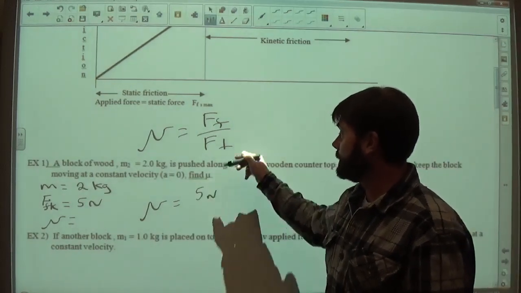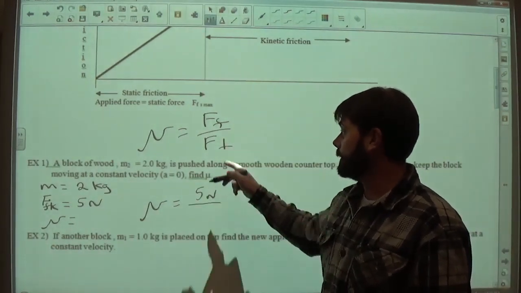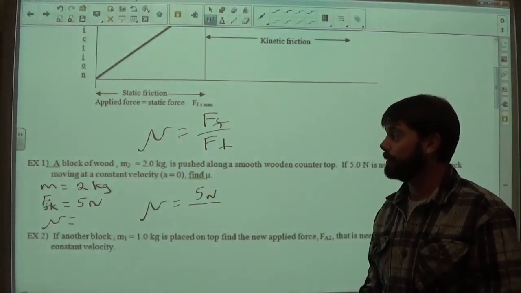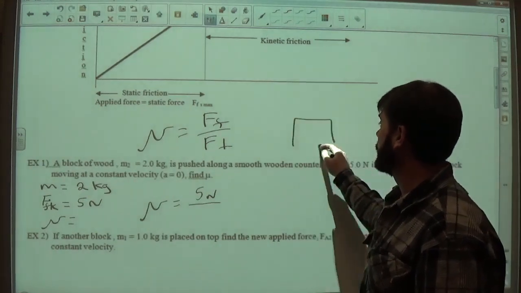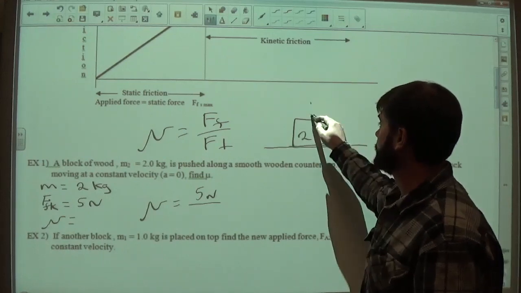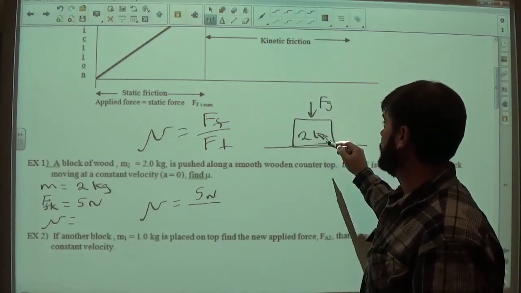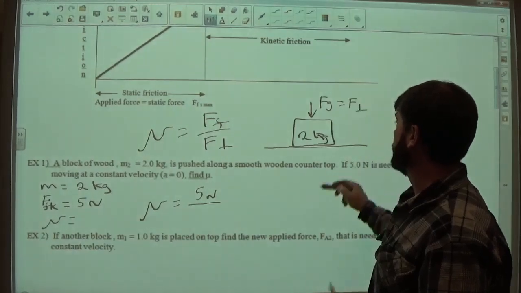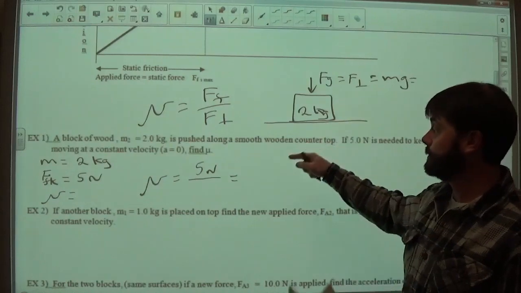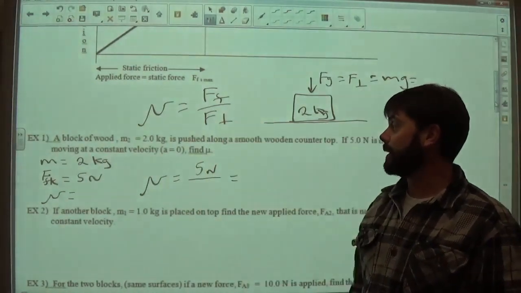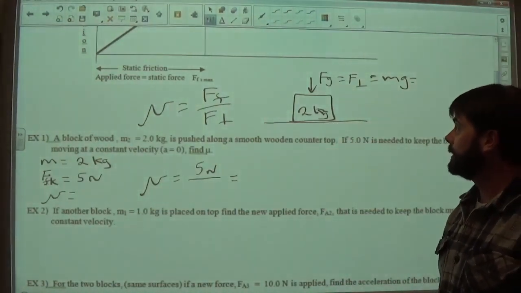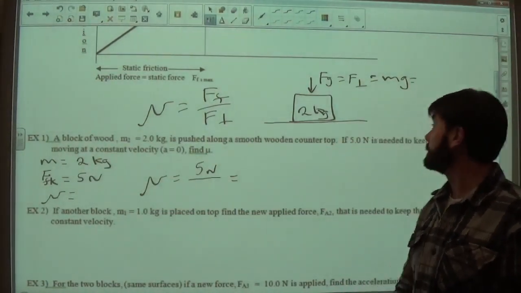So we're taking the 5 Newton frictional force, and we're going to divide it by the force perpendicular, which they don't directly give us, but we would have to figure out. So if you had a block of wood, and it is 2 kilograms, and they tell us that it is sitting on a horizontal surface, the force of gravity is equal to the force perpendicular. So in order to figure out mu, we need to do the force of friction divided by the force perpendicular, but the force perpendicular is not given to us.